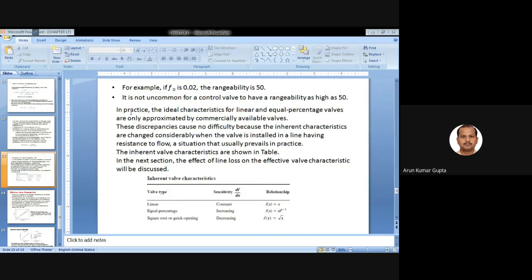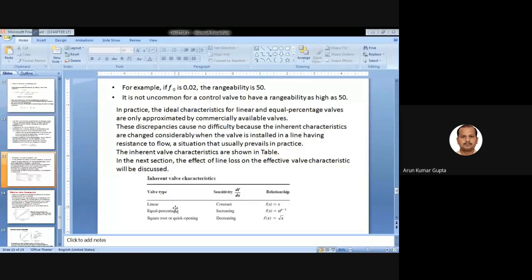So in practice, the ideal characteristics, linear and equal percentage valve, are only approximated by the commercially available valves. These discrepancies cause no difficulty because the inherent characteristics are changed considerably when the valve is installed in a line having resistance to flow, a situation that usually prevails in practice. So the inherent valve characteristics are used in the table in the next section, where the effective valve characteristics will be discussed.